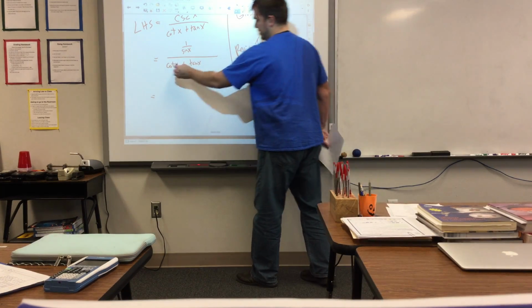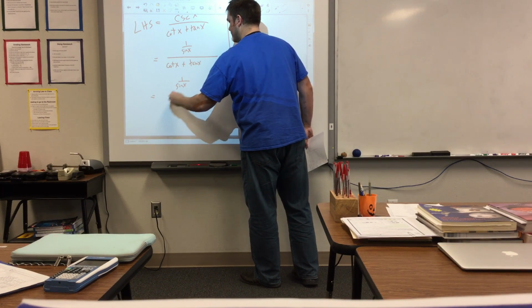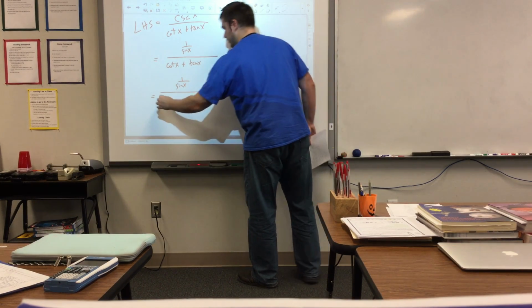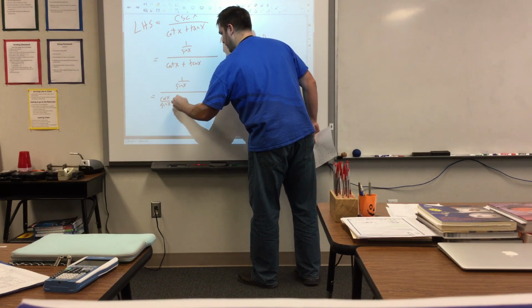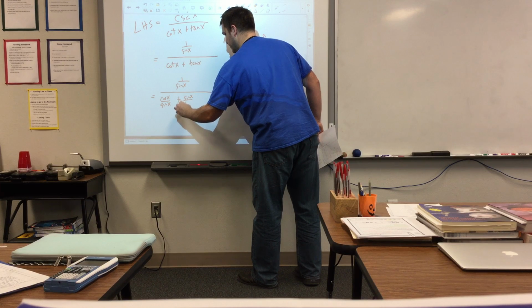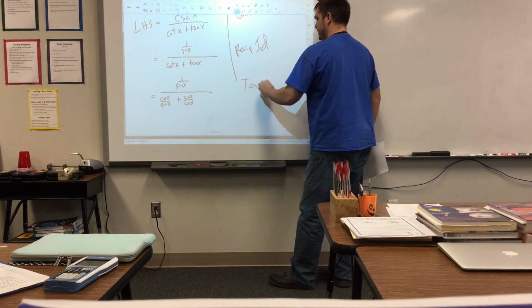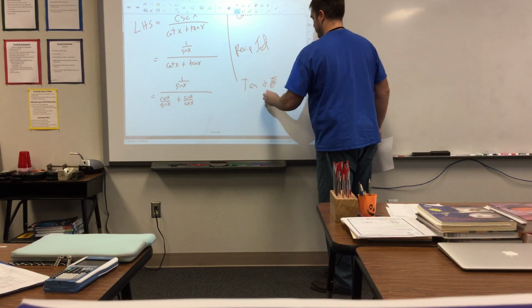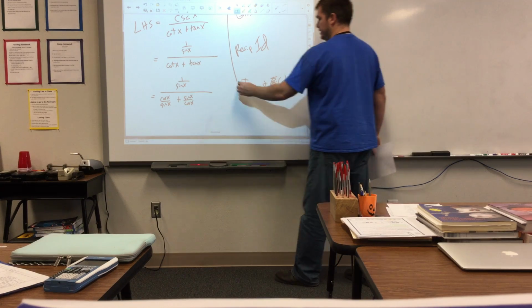Then turn that cotangent and tangent into sines and cosines. So 1 over sine x divided by cosine over sine plus sine over cosine. Those are the tangent and cotangent identities.